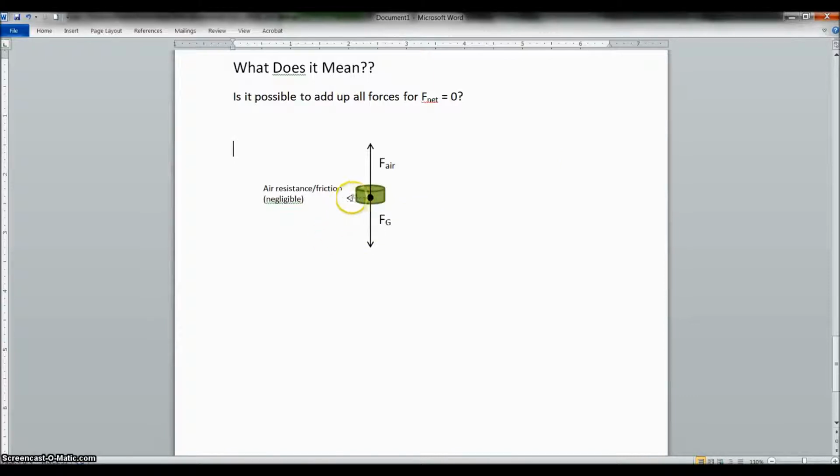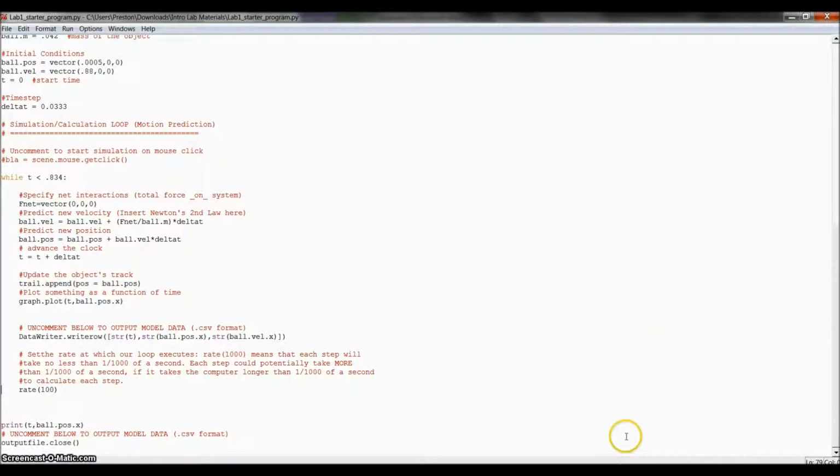There are a few forces of air resistance and friction on this puck, but since it's so small, and also since it's moving across a bed of air, I would say that those forces are negligible and they don't really factor in.